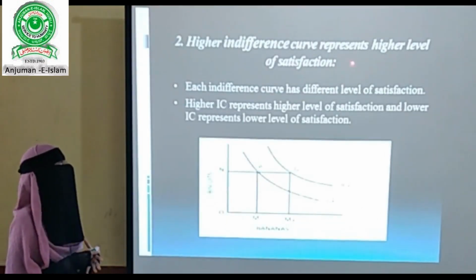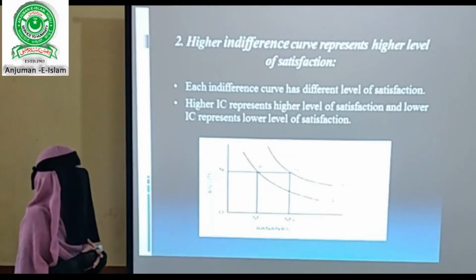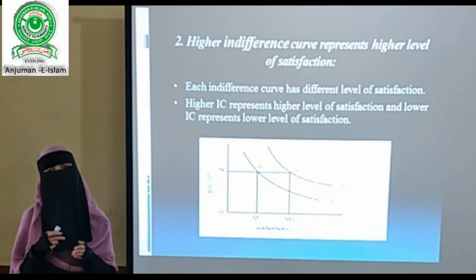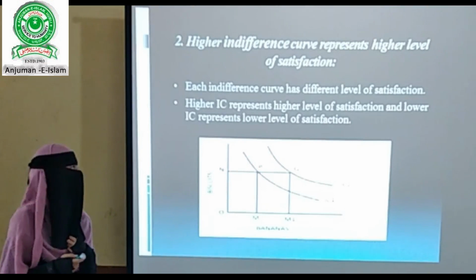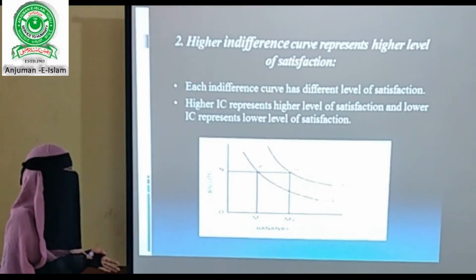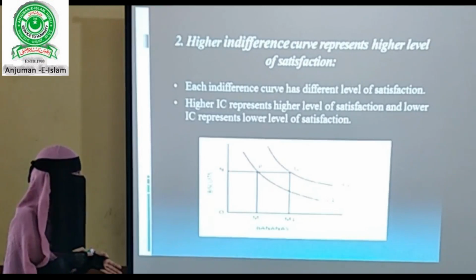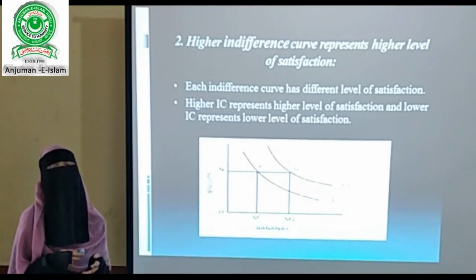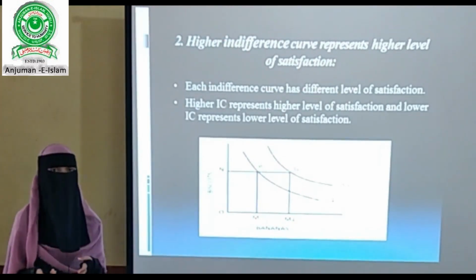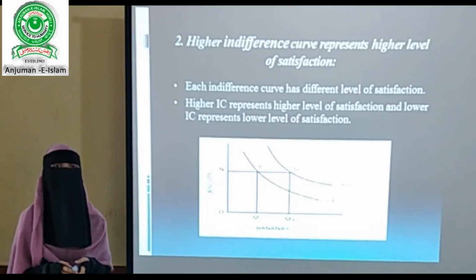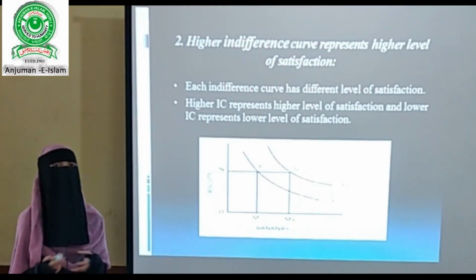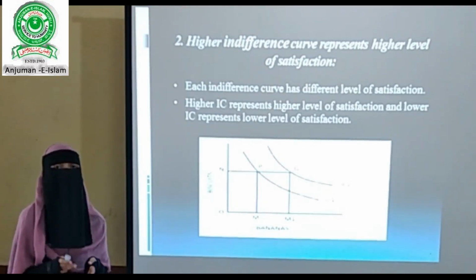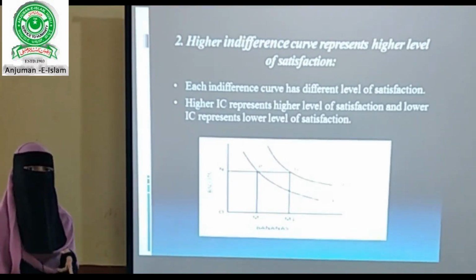The next property says that a higher indifference curve represents a higher level of satisfaction. Each indifference curve represented on the indifference map gives a different level of satisfaction to the consumer. In the diagram we can see the IC1 curve and the IC2 curve. Both give different, or unequal, levels of satisfaction to the consumer, and we have studied already that the higher indifference curve gives a higher level of satisfaction and the lower indifference curve gives a lower level of satisfaction. This concept we studied in the indifference map, under monotonic preference.